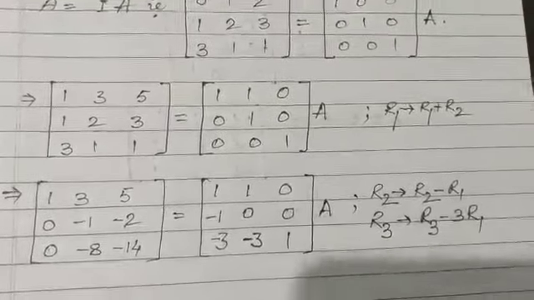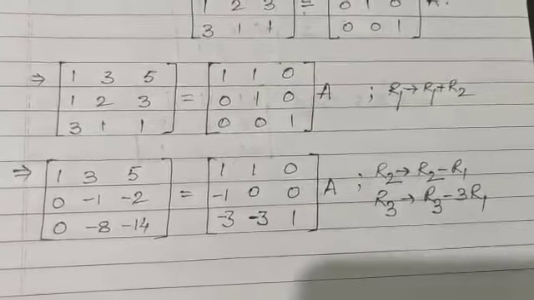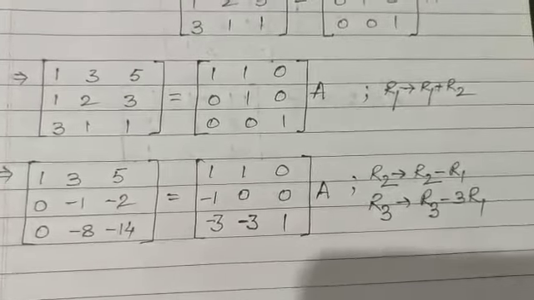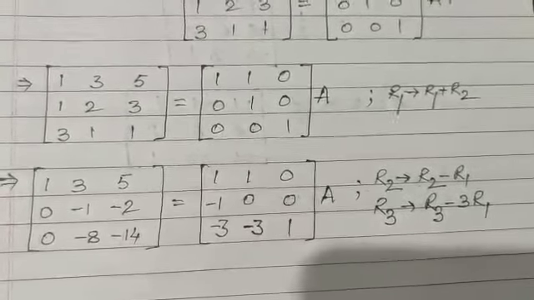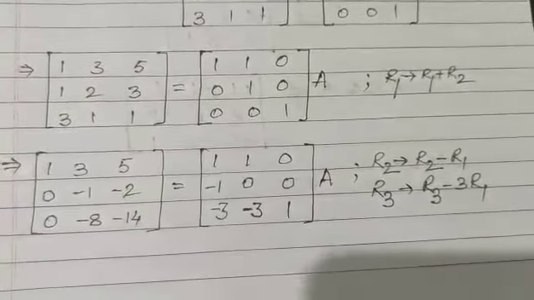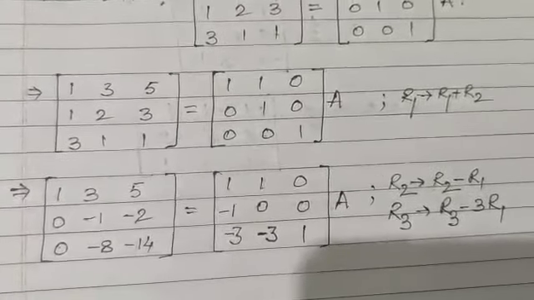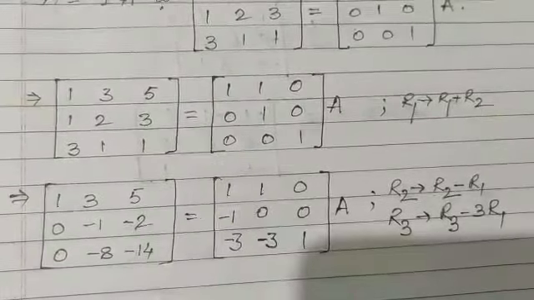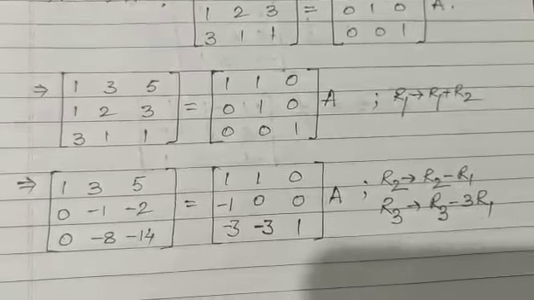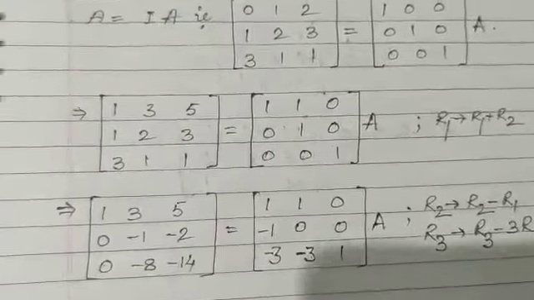Now the second step I told: using that first row, we will make the other two elements of the first column 0. So what operations are to be applied? If we apply R2 minus R1 and R3 is R3 minus 3R1, then the other two elements will be 0. So those operations are applied with the corresponding calculations. The new matrix on the left hand side is 1, 3, 5, 0, minus 1, minus 2 and 0, minus 8, minus 14, and similar operations on the right hand side give you 1, 1, 0, minus 1, 0, 0, minus 3, minus 3, 1.